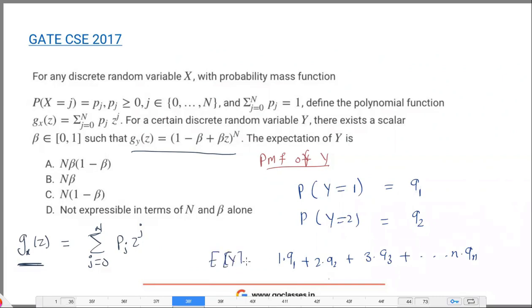Till now, is this fine? So if I assume that this is q1, q2, q3, then this is the expectation of y, right? In short, instead of writing this, I can say the summation over all the values of y, all the j's, of j times qj, from j equal to 1 to n. So all I need to do in this question is to find this q.